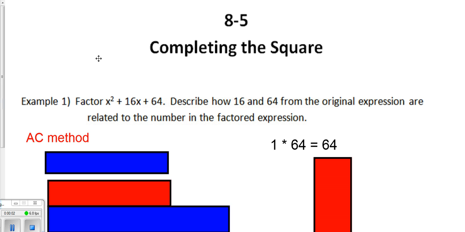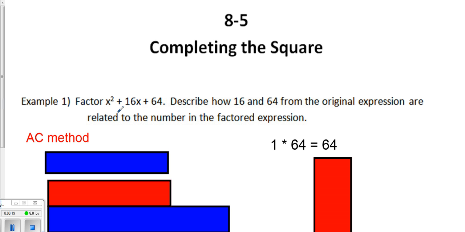Section 8.5 is about solving by completing the square. We're going to start off by exploring what it means to be a square, or what the square of a trinomial is. So first off, example 1, we need to factor this trinomial.